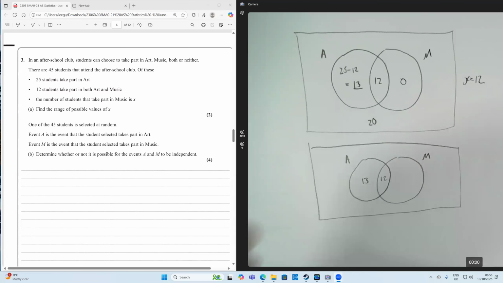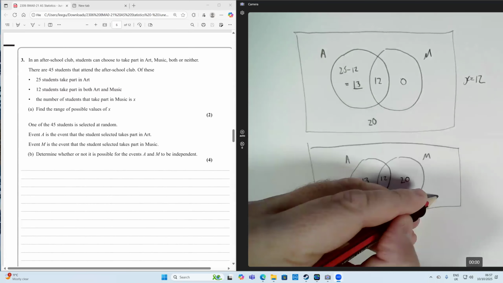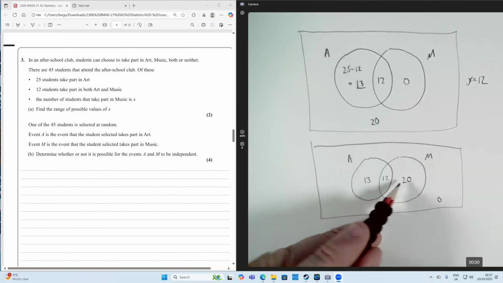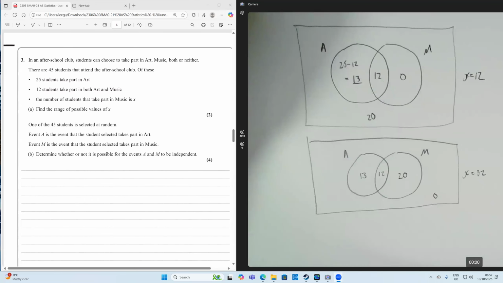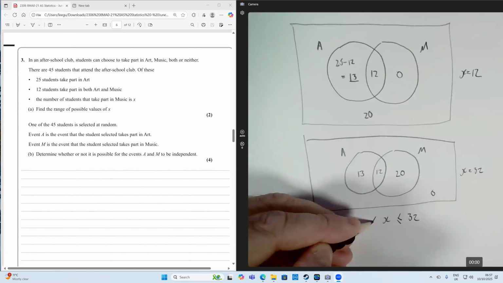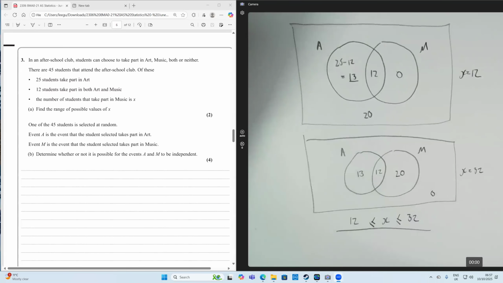What's the other extreme? The other extreme is that all 20 of those students are actually doing music, and nobody is doing neither of those subjects in the club. In which case our X would equal 32, because it's 20 add 12. So the range of values for X is that X is less than or equal to 32, but greater than or equal to 12. So there's our range of values for X, and that is question 3, part A done.